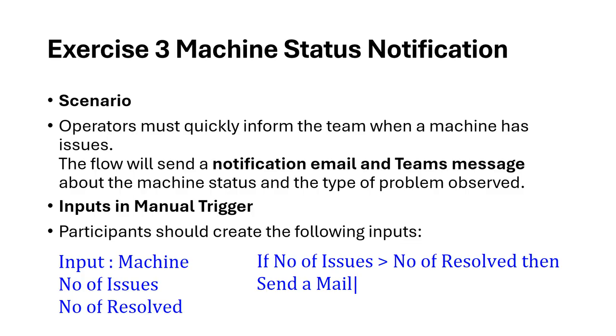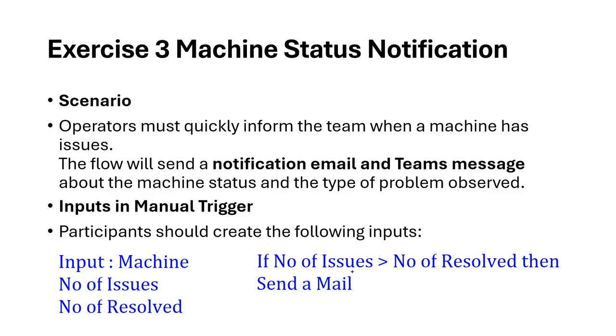Other part, we have one more task in the next screen that I will explain. First you try this. So get 3 inputs. One input is a machine name. Second input is issues. Third input is number of issues resolved. And give a condition: if number of issues is greater than number resolved, then send a mail. The number of issues reported, the number of issues resolved, just to send a mail. Just try this, then we'll see the next part.